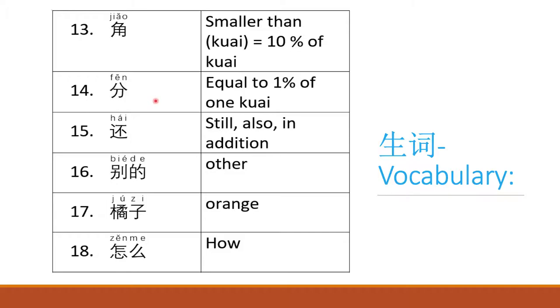So when you use Chinese money. Alright, number 15, 还, 还, longer, also in addition, okay? 别的, 别的, the other, okay? 你买什么,别的什么, okay? When you want to ask others to buy more or what other types, but you do not want to mention the subject again. Okay, another type of fruit is 橘子, 橘子, which means orange, right? Number 18, okay, you know 多少, how much, how many, right? And this one, you want to ask others how. In the Chinese language, we have 怎么, right?